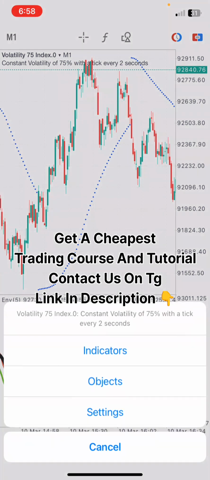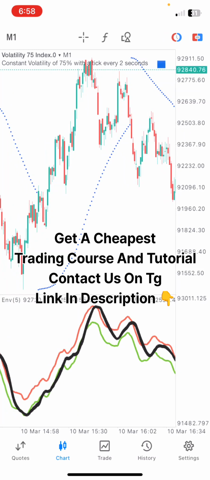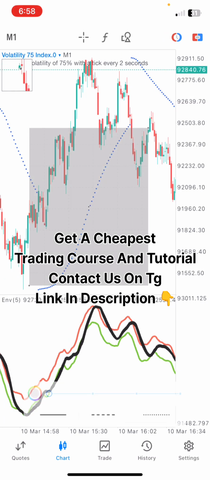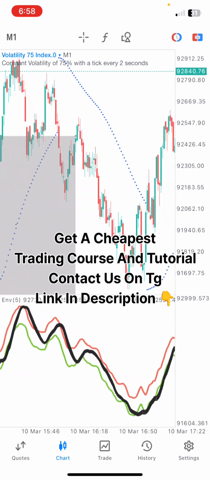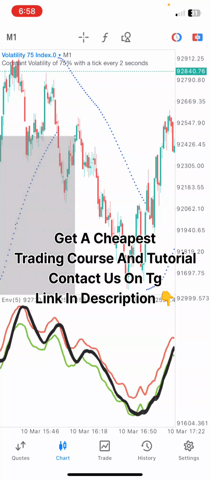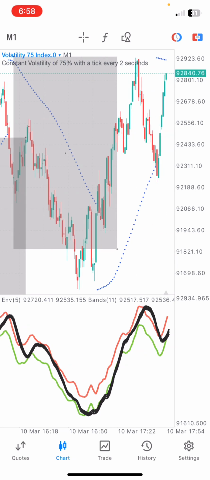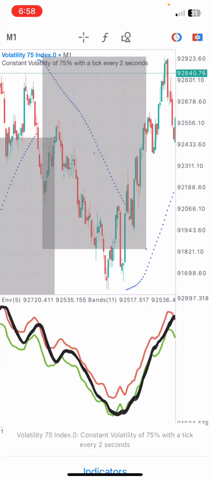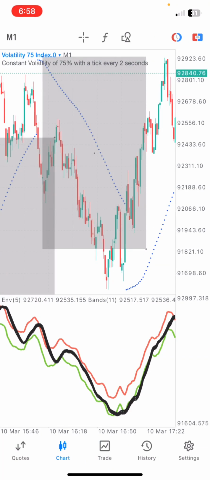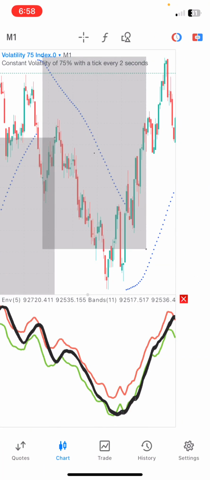Now, once you see the Bollinger Bands below the price, that means that the price is buying. And if you see the Bollinger Bands above the price, that means the price is selling. As simple as that, guys. So that is what you want to take note of.